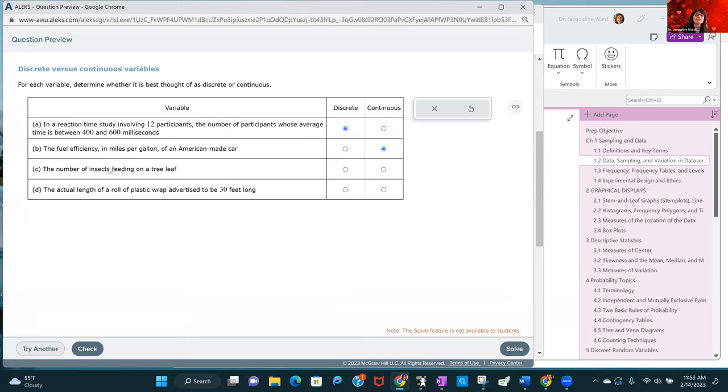The number of insects feeding on a tree leaf. So these are live insects. We're not going to be dealing with any halves or anything. The actual length of a roll of plastic. Right, so that's continuous because it could really be anything, 29.783 or whatever.